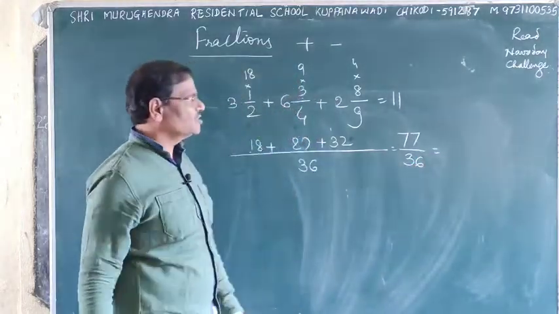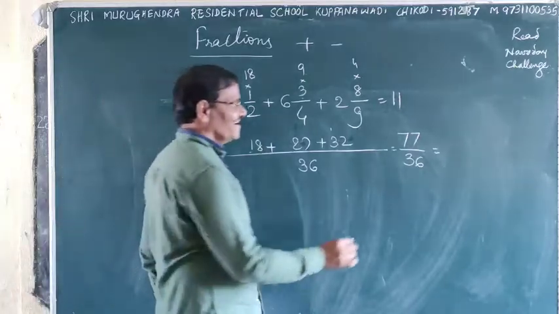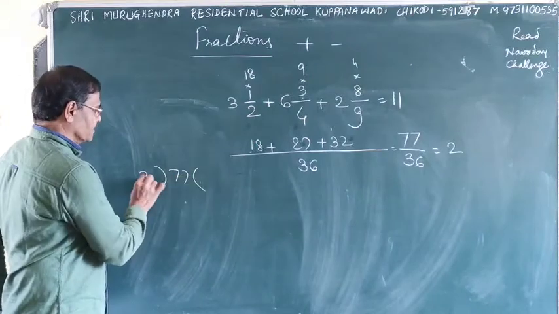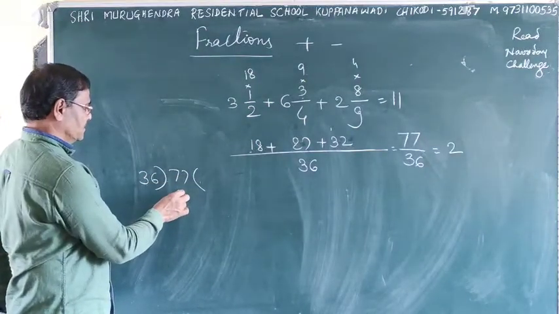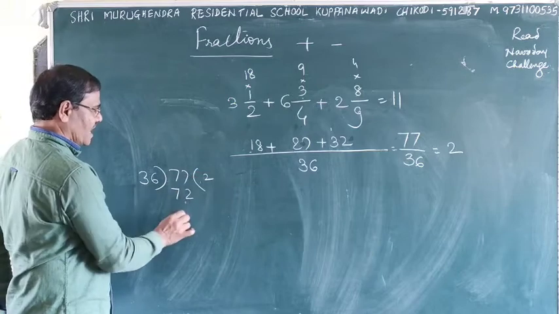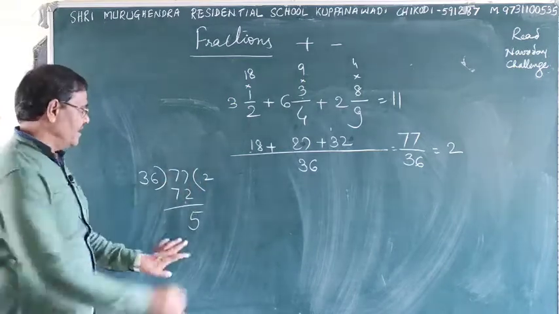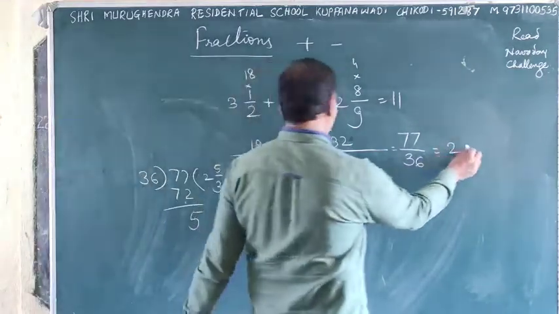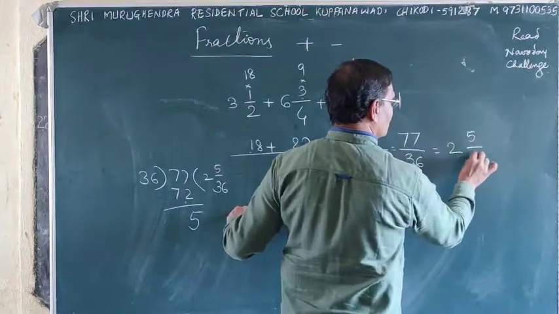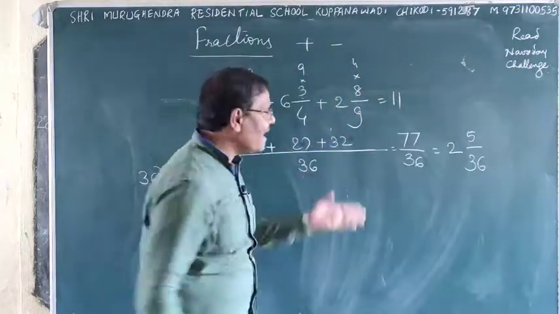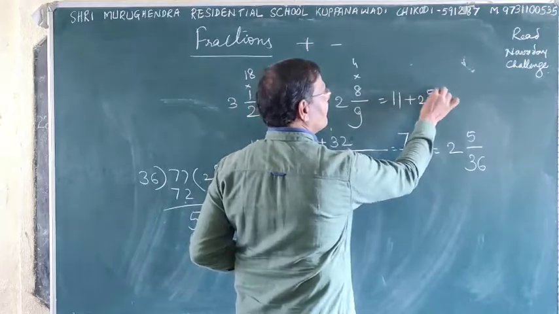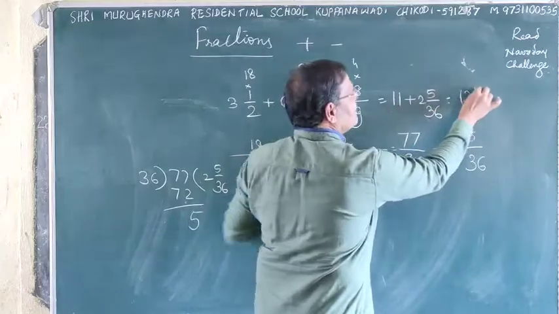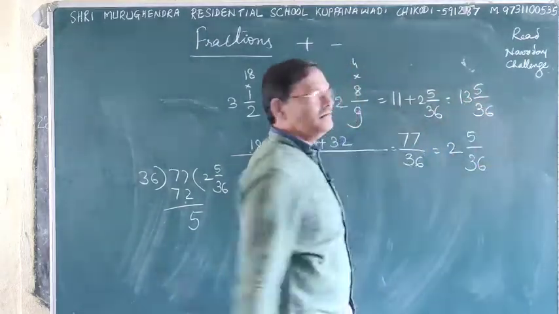See, 36 2's are 72. Okay. 77 divided by 36. It is 72, 2's are. What remained? 5. Again 5 by 36 it is. Isn't it? It means this is 2 of 5 by 36. Add this here. 2 of 5 by 36. 11 plus 2 is 13. 5 by 36. Okay.